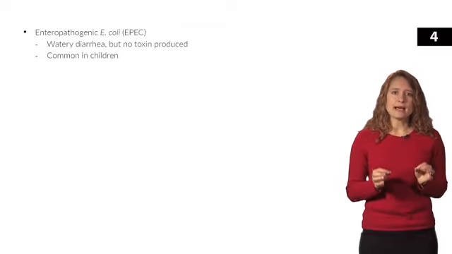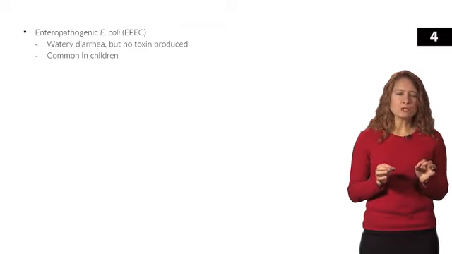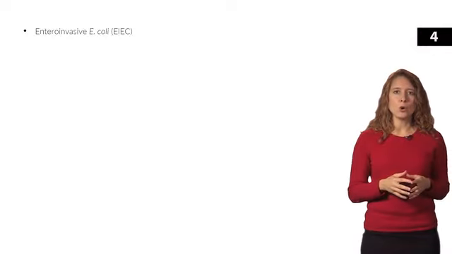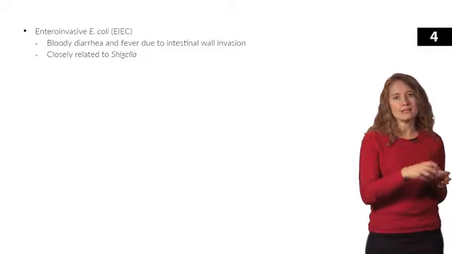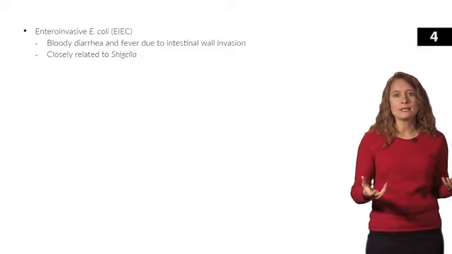Now, let's talk about the last type of E. coli that we'll be covering, and this one is enteroinvasive E. coli. This one is closely related to Shigella in that it invades the intestinal mucosa and can cause bloody diarrhea.